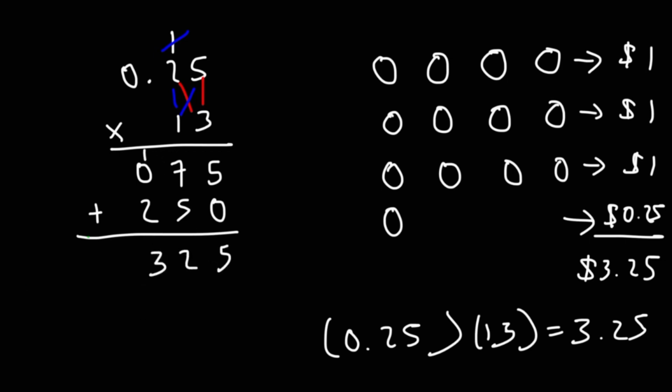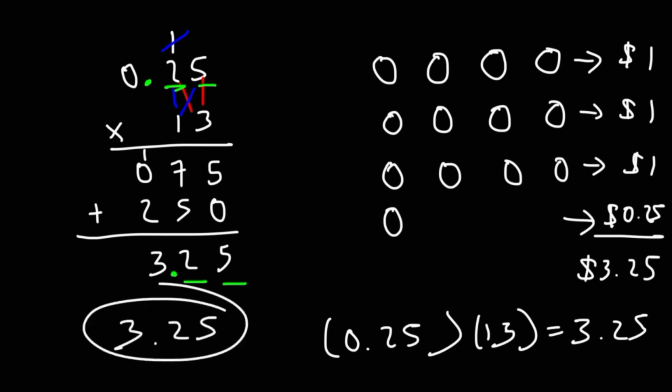Now notice that we have two numbers to the right of this decimal. So in our answer, we're going to have two numbers to the right of the decimal. Therefore, the answer is 3.25. So that's how you can multiply decimal numbers. And that's how you can use money to illustrate the math problem and even get the answer.